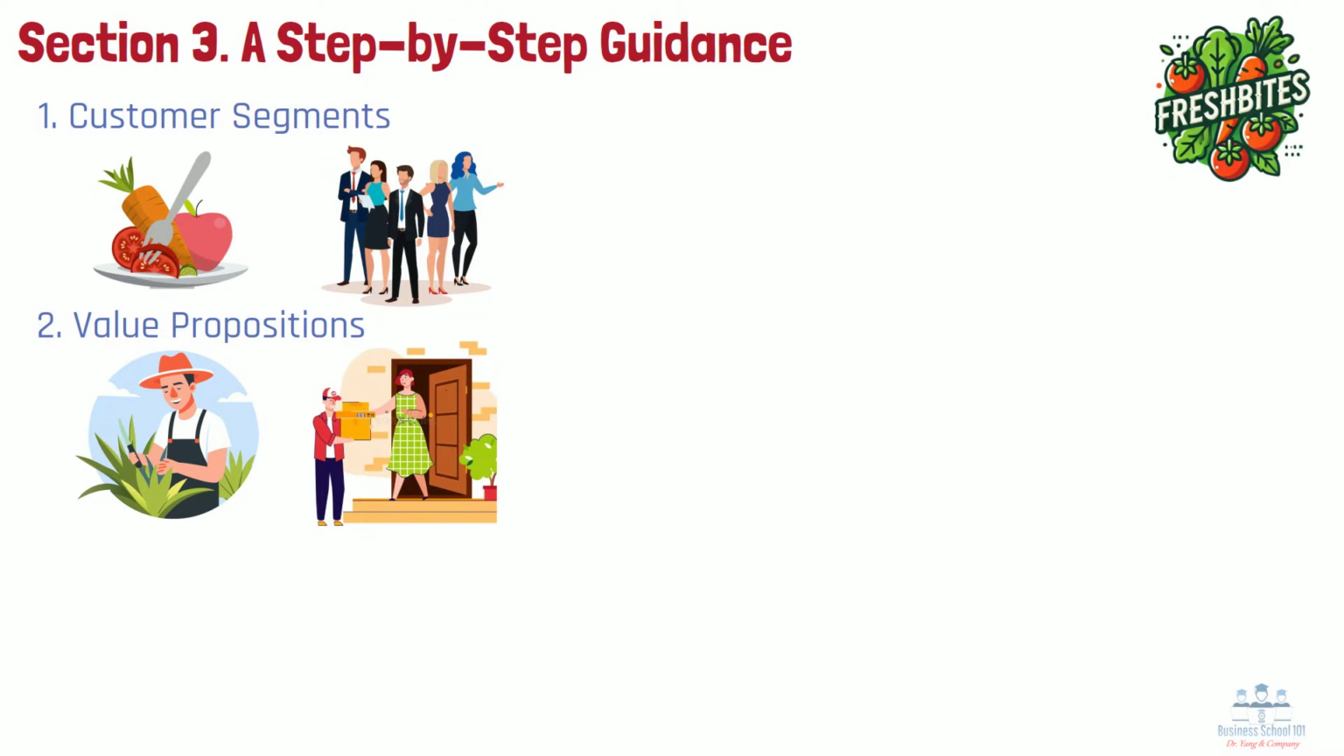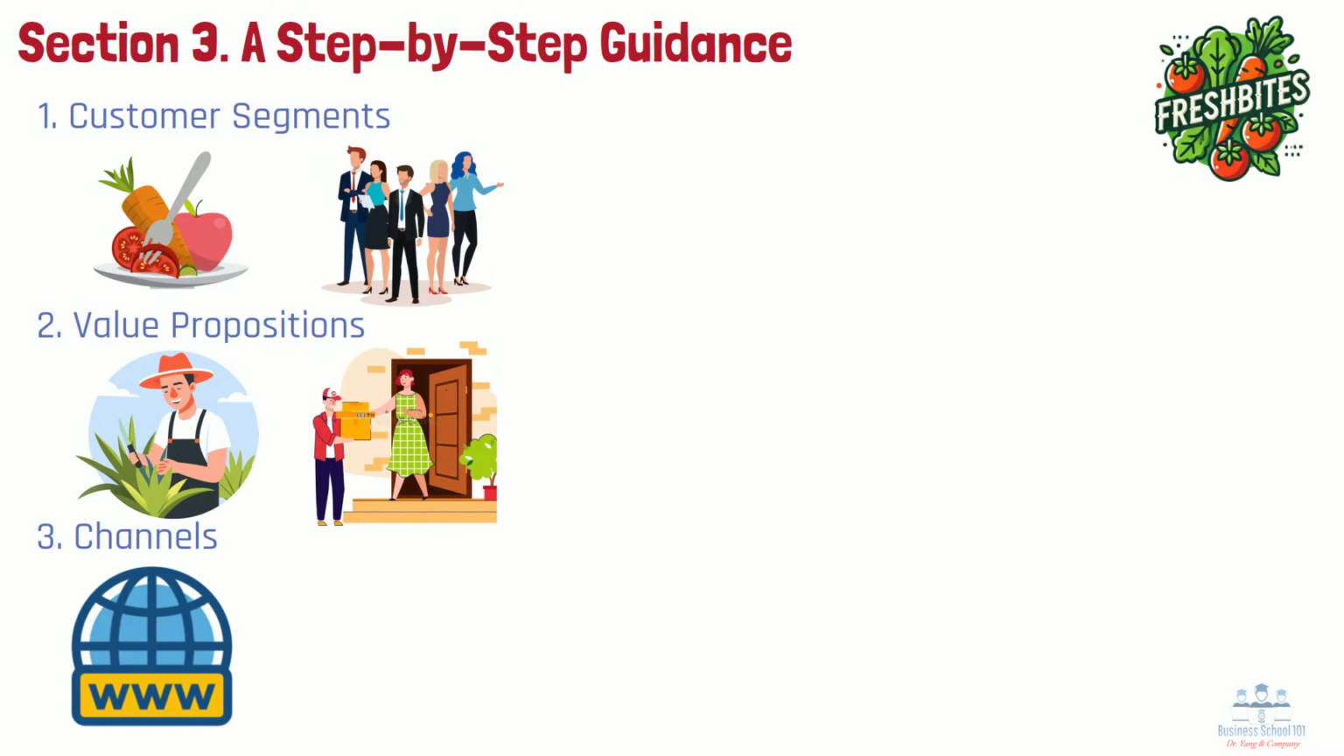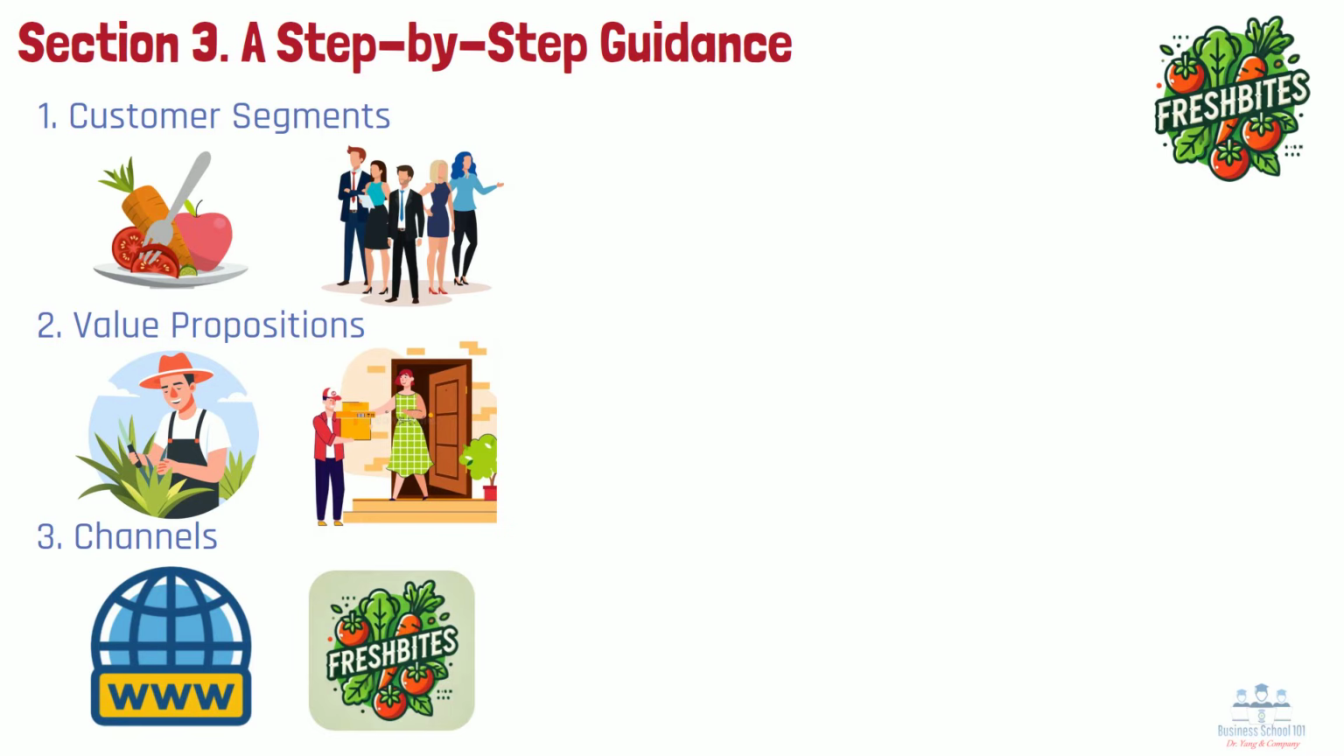Number 3. Channels. FreshBites reaches its customers through a combination of digital and physical channels. Its primary channels are its website and mobile app, where customers can browse menus, place orders, and manage subscriptions.